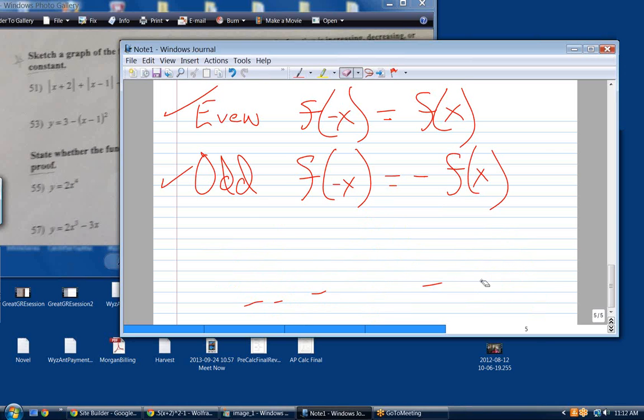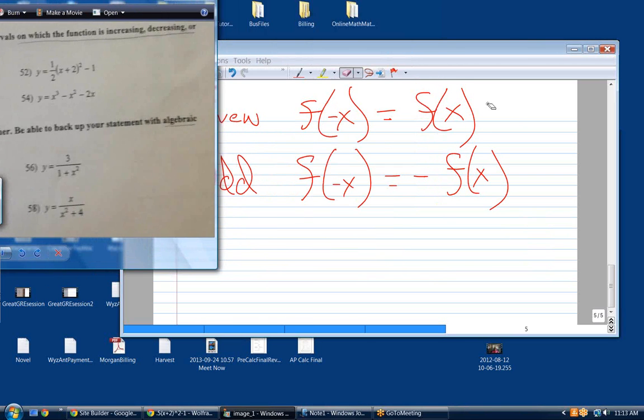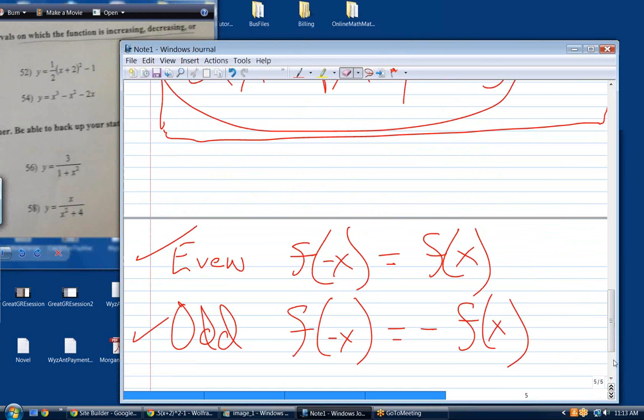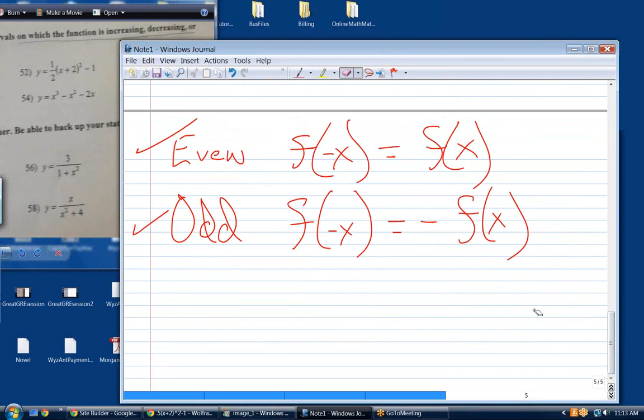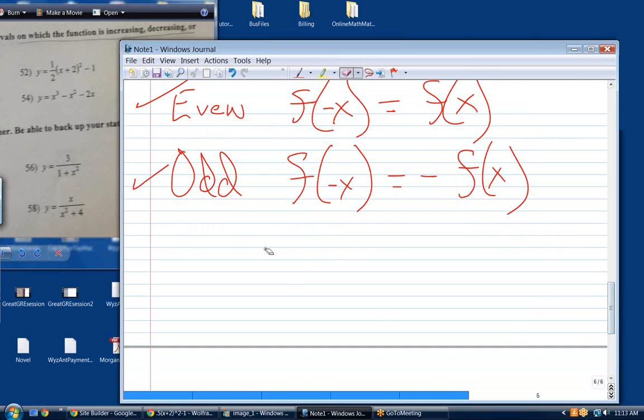But let's go through these. How about this first one? Y equals 2x to the fourth. It's even, because when I try f of minus x, I still get 2x to the fourth. Okay, let's try 56. So you plug in minus x, right, and you'll still get regular x, so it's even.